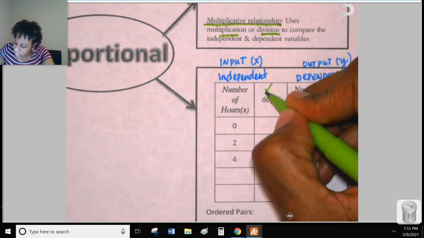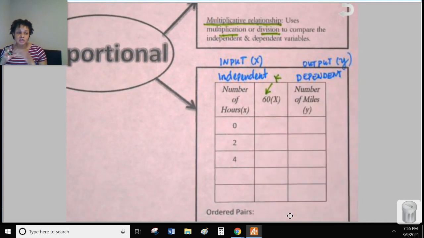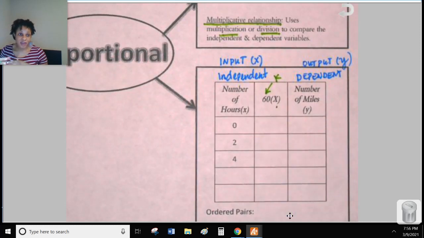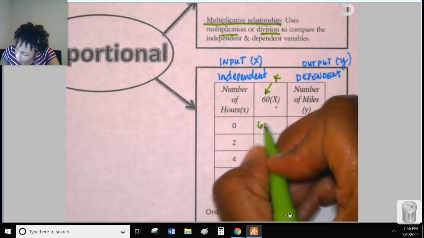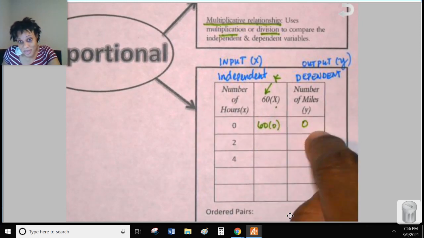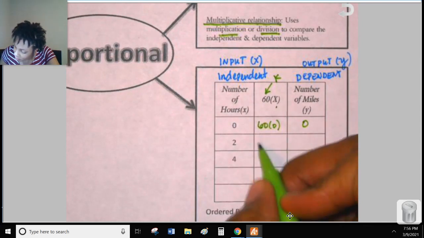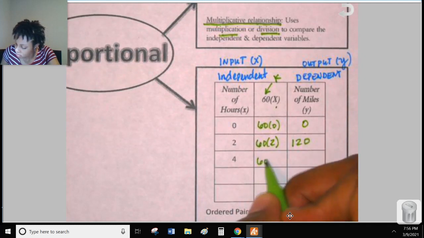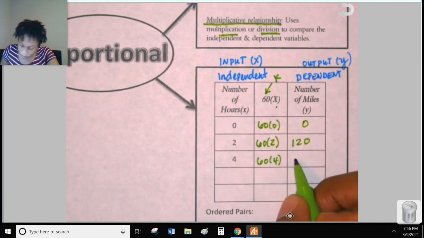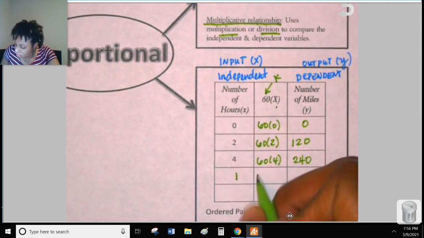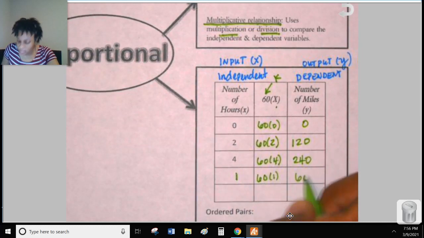Here, in this situation, 60 is my K. That's my constant. So every single time it's telling me I'm going to multiply my X value times 60. That is not going to change, okay? It's not going to change every single time. So here I'm going to say 60 times 0. That's my X. 60 times 0 is 0. That gives me my Y. Remember, my Y depends on my X, my independent. Here I'm going to say 60 times 2. So 60 times 2 will give me 120. Here, I'm going to go 60 times 4. 60 times 4 will give me 240. What if I did 1? Okay. If I did 60 times 1, that would give me 60.